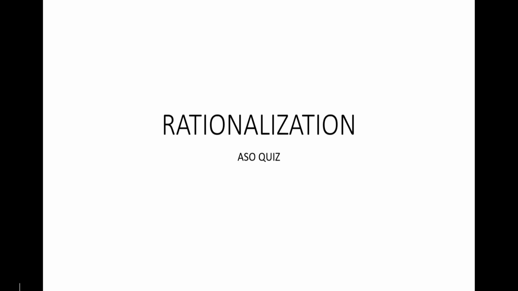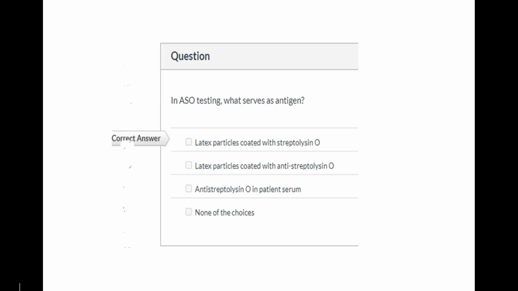There were 35 items. There were 35 questions, 20 of which were administered to you during the quiz. But for this rationalization, all of the 35 items will be explained. For the first item, in ASO testing, what serves as the antigen?